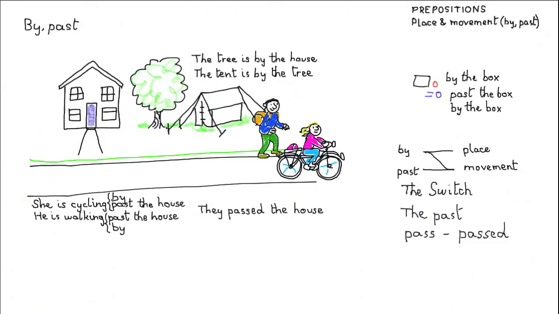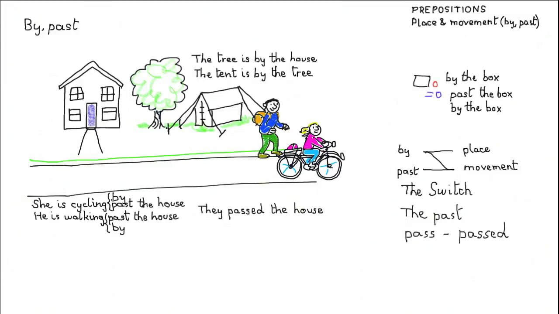So we've got several things to think about. We've got by for place, but also for movement. We've got past for movement, and we have the noun the past, and we have the past tense of the verb pass, which is also past, different spelling.